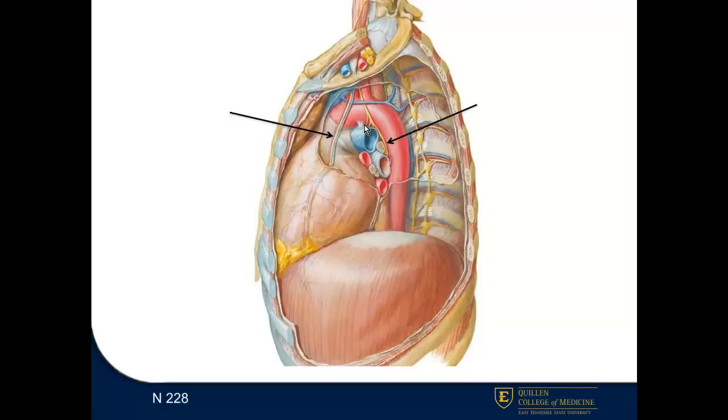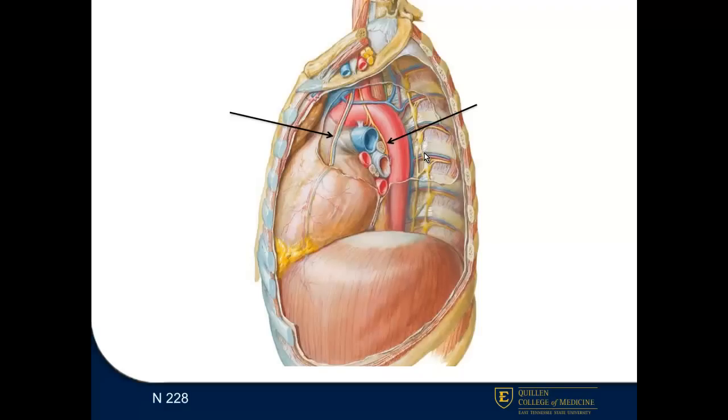Remember, our vagus nerve is parasympathetic. It's going to be supplying parasympathetic fibers to the heart, the lungs, the trachea, the bronchus, the esophagus, and the abdomen. The phrenic nerve is going to be carrying motor and sensory fibers.